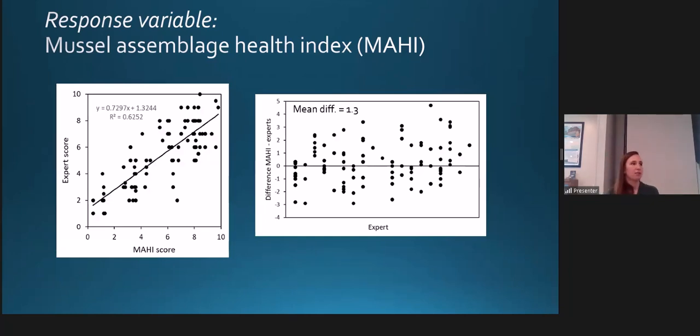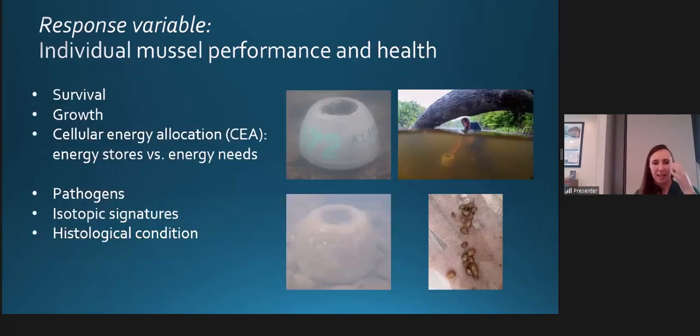And I wanted to note that we asked a lot of experts to score the sites they were familiar with, and our estimates of condition are positively correlated with experts' scores. The difference between experts and the difference between our score and the mean experts' score are equal. And so we're doing just as good a job as experts because we leverage data that y'all provide, which is wonderful. Our second response variable is individual mussel performance and health.